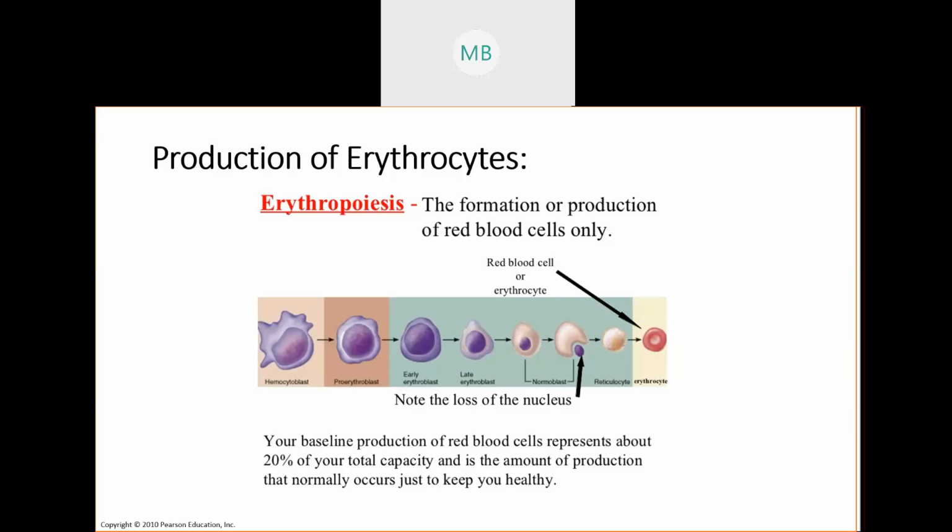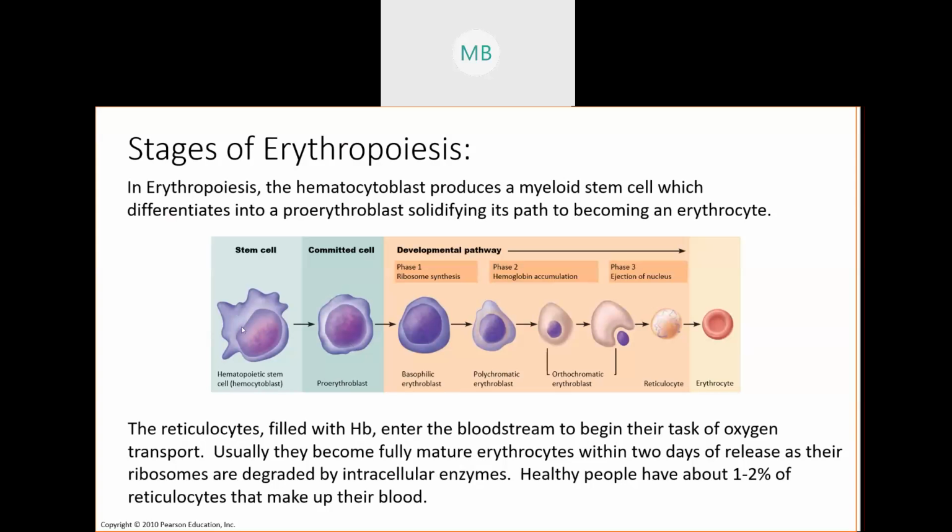You should be able to place the order of erythropoiesis. You should be able to say the list of hematocytoblast, pro-erythroblast, early erythroblast, late erythroblast, normoblast, reticulocyte, and erythrocyte. Those should be pretty straightforward as a chain of events that you guys should know. Right? And here you have an even better picture, once again.